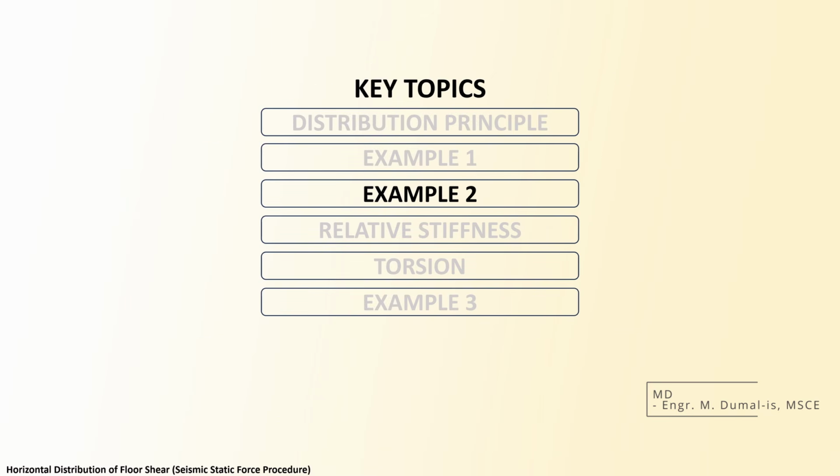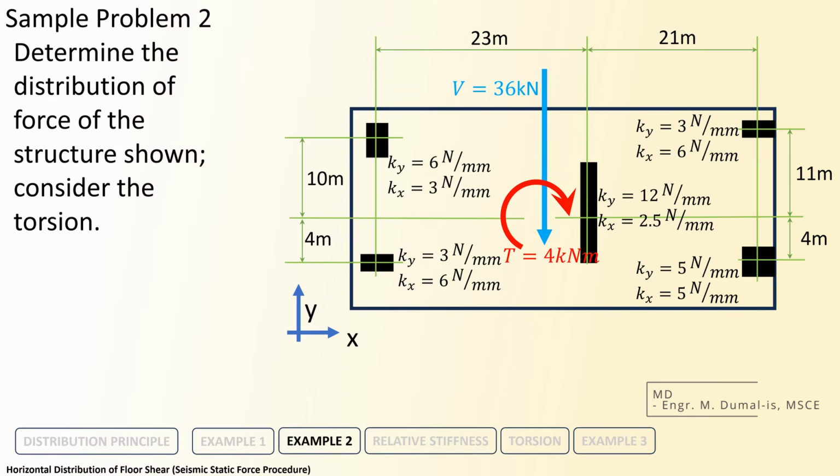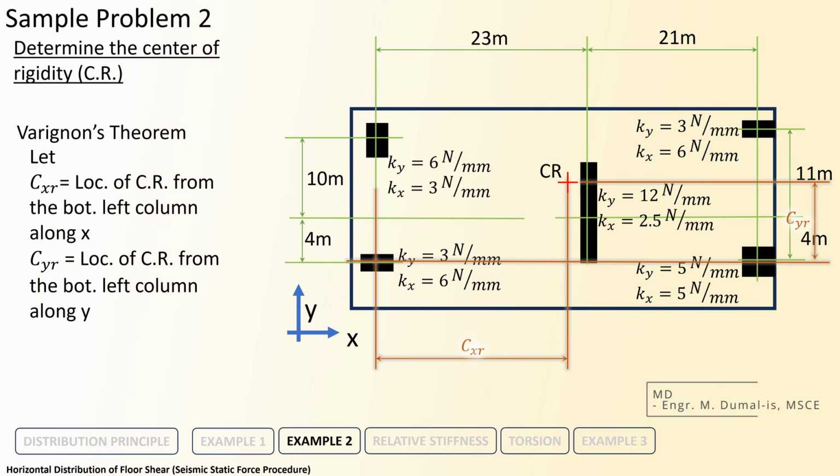Now let's move on to example 2. This one is a bit more intricate because it deals with an eccentrically loaded system. In this scenario, the system is loaded with both shear and torsion. The problem statement says, determine the distribution of force of the structure shown. Consider the torsion. In this example, we first determine the center of rigidity, denoted as CXR and CYR.